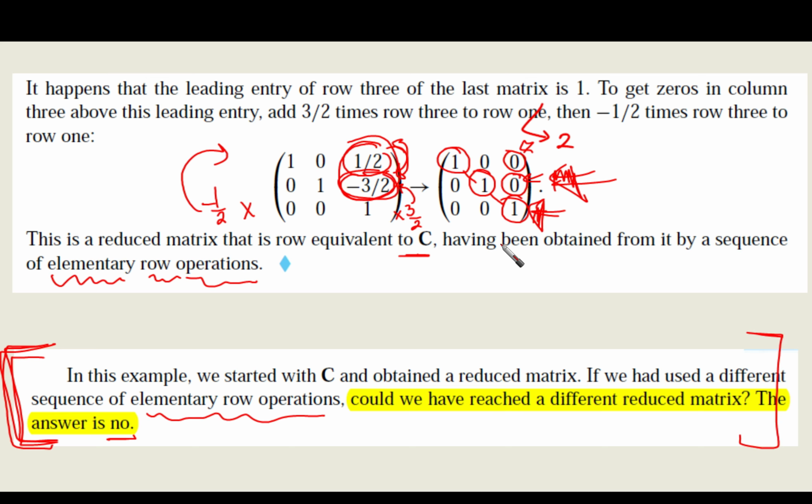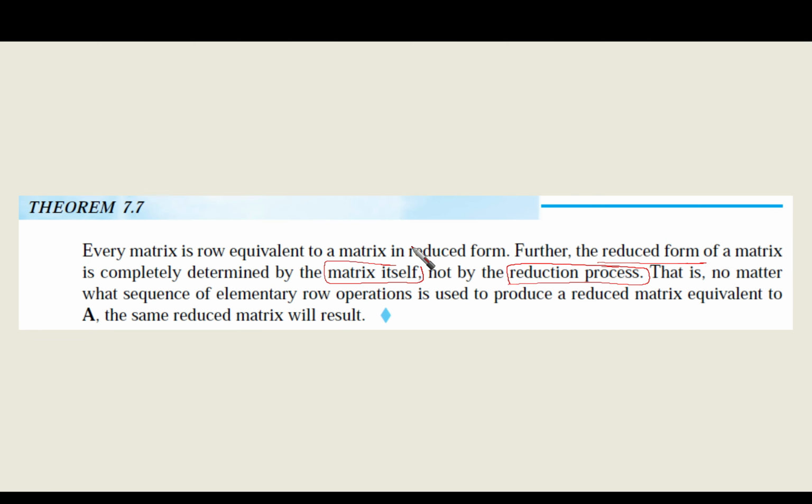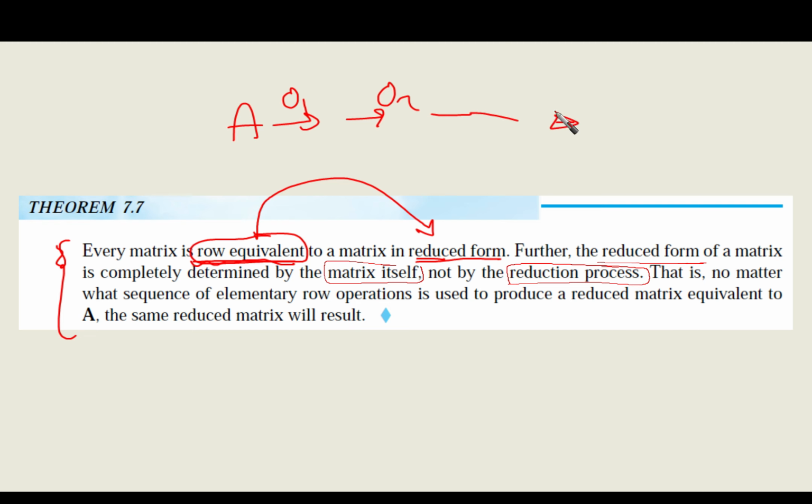Okay, now let's put a kind of theorem. It is a straightforward theorem: every matrix is row equivalent to a matrix in reduced form. So if we have a matrix, it is going to be row equivalent. Row equivalent means that the reduced form is obtained from some elementary row operations. This is the meaning of row equivalent. So if we have A and we make some row operations O1, O2, O3 and so on until we reach AR, we call this AR row equivalent to the original A.